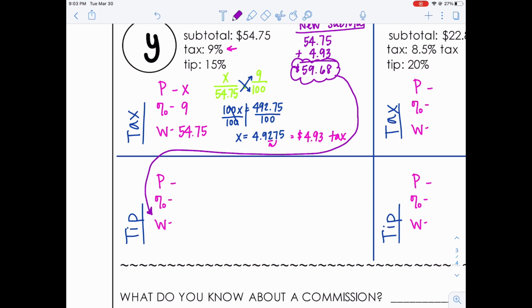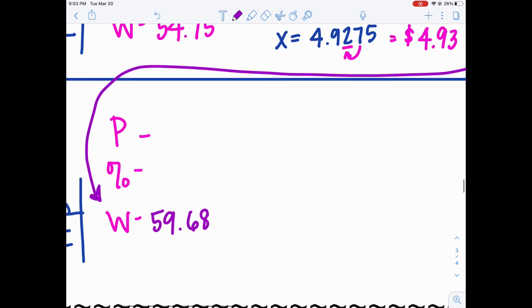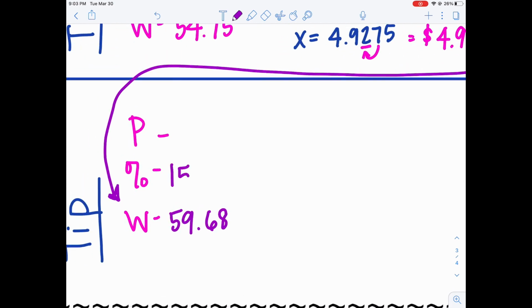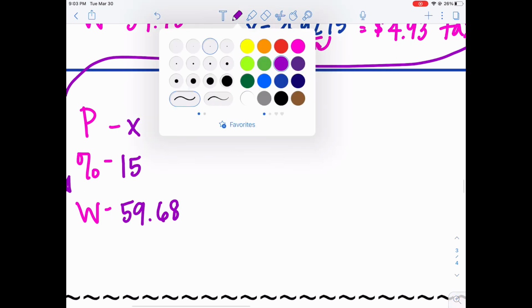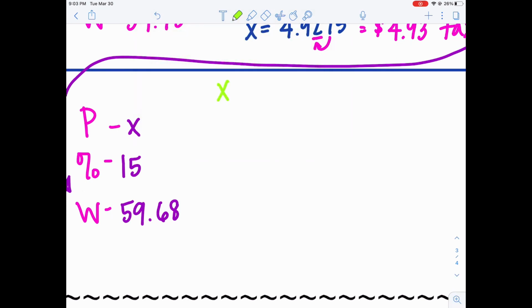So down for the whole, I'm going to put my new subtotal, which was $59.68. And then I'm going to go back and look at my percent for the tip. On this particular one, the tip is 15%, so 15 is what I'm going to plug in for my percent. And I still do not know the part, so I'm going to write X. Using my percent proportion, X over $59.68 equals 15 over 100.